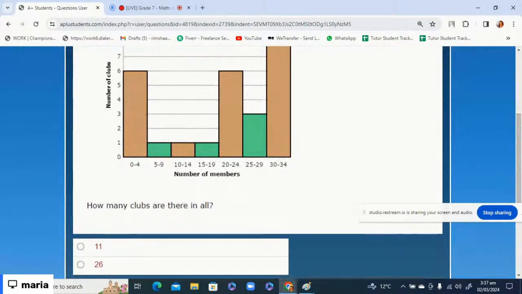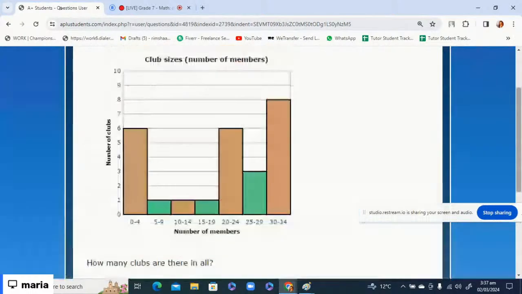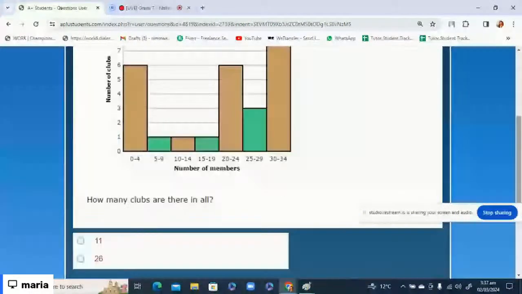So how many clubs are there in all? In all, how many number of clubs are counted? It's 11 or it's 26. Count it, all of it.